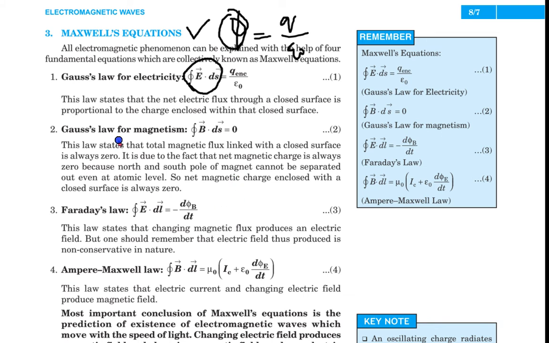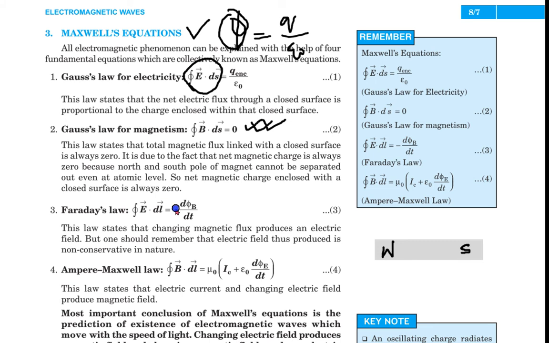Then Gauss law for magnetism. This tells us about the impossible existence of a monopole. Monopole means, in a magnet we always have a north and a south pole. In a bar magnet, if this is the north pole, this should be the south pole. But there cannot be only a south pole or only a north pole. This equation defines that.